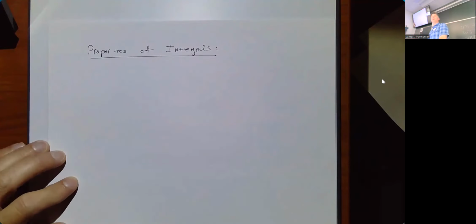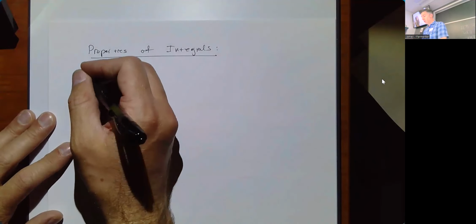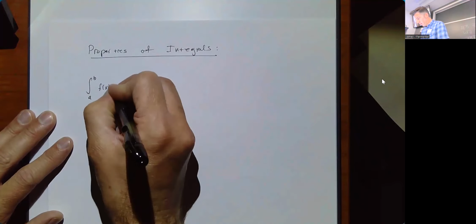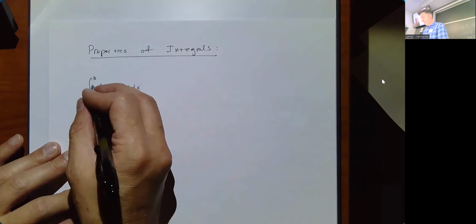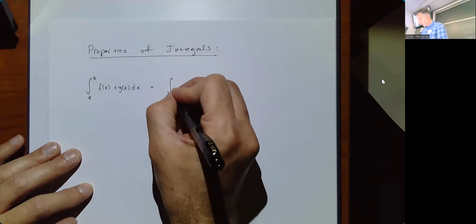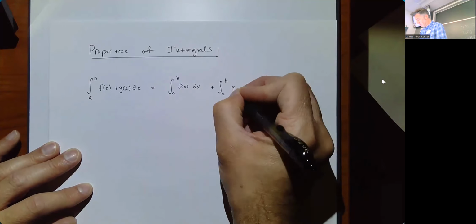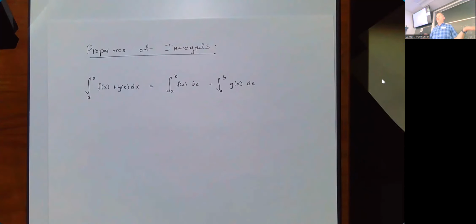A couple things to know when you're calculating integrals are some stuff that might seem pretty familiar. If you do the integral from a to b of a function added to another function, you can just split them up like you think you should. The integral from a to b of f of x plus g of x dx is just the integral from a to b of f of x dx plus the integral from a to b of g of x dx. I think of this as very similar to a derivative property. If you take the derivative of two things added together, you just take the derivative of each part and add them together.